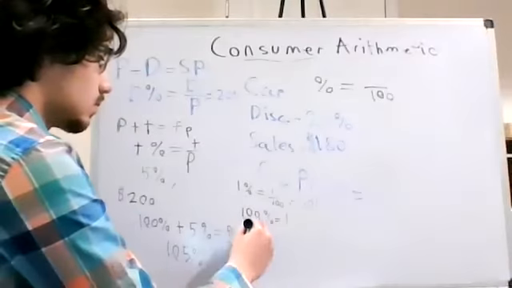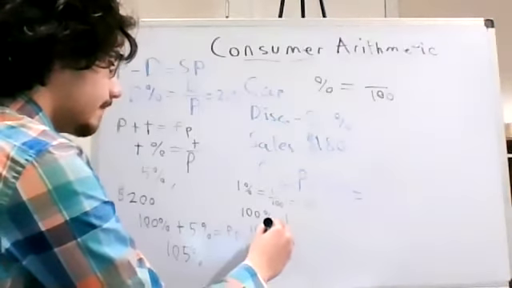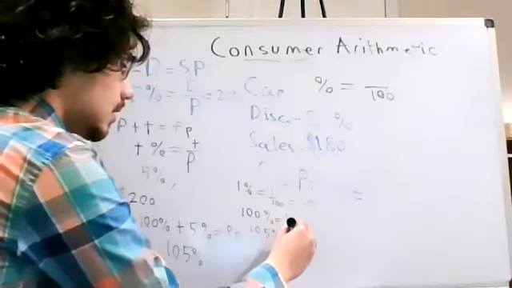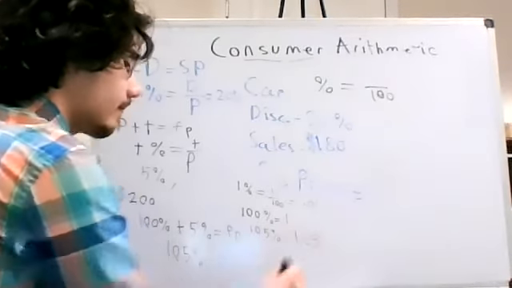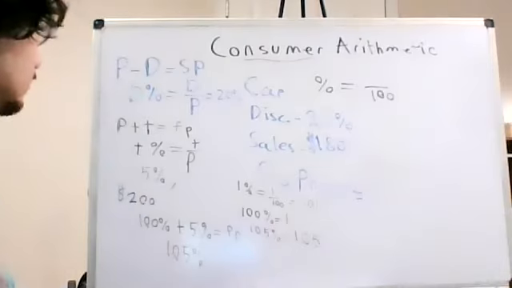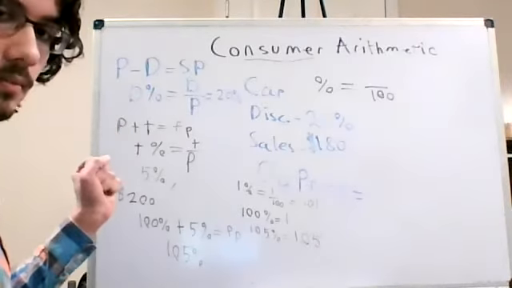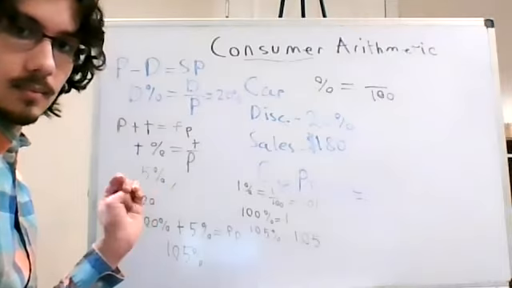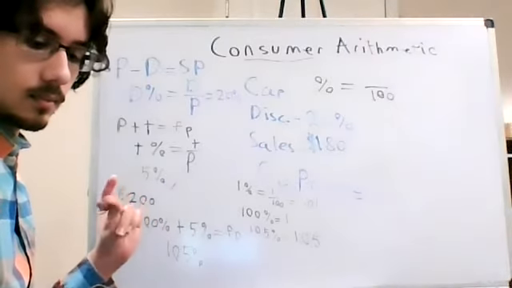Sir, 1 and 5 over 100. Very good. So it would be 1.05 in decimal. Now, Sir, it has another way of solving it too without adding the percentages.